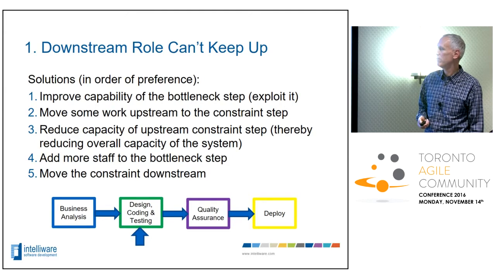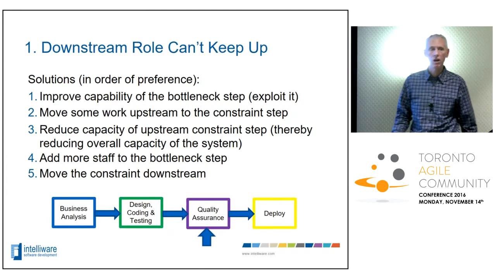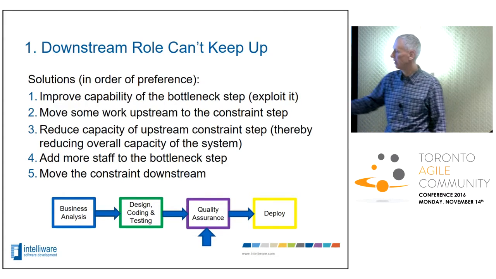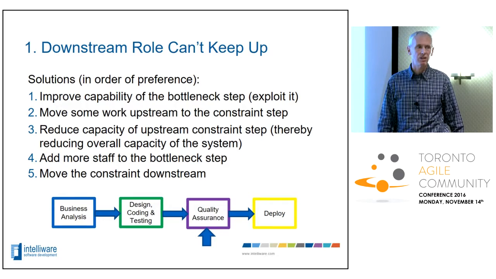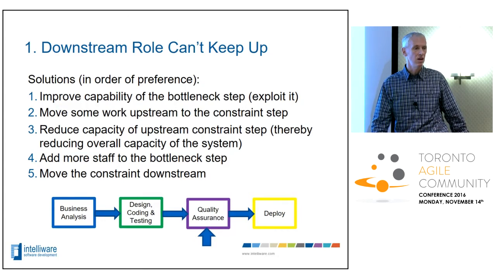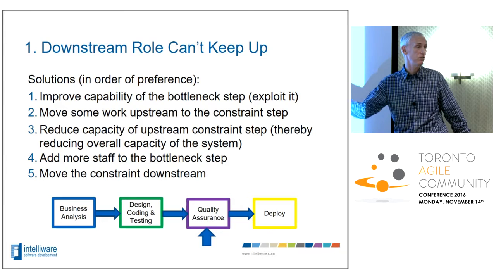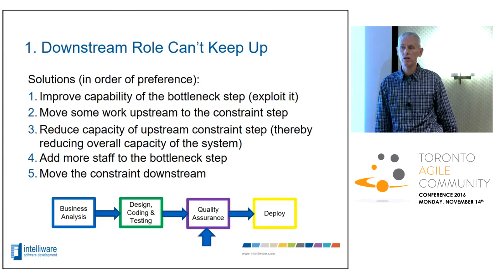Or just simply consider moving the constraint downstream, right? So if you truly are in an environment where you've made the assumption, it would seem logical that development is your bottleneck, but it consistently turns out that it isn't, maybe you need to look at what really the value of your system is, and where the real work is involved. Maybe you have assumed the wrong constraint. Maybe you need to move it to quality assurance.